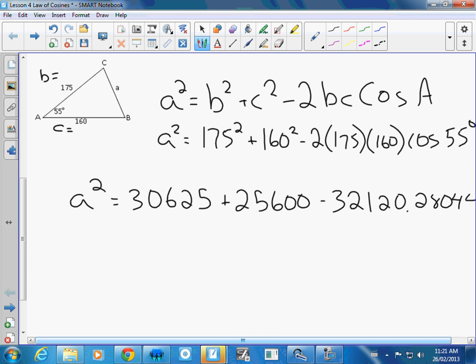And if you didn't get the 32120.28, make sure your calculator's in degrees, please. And make sure you actually press cosine and not sine. Very common mistake. Which one? Cos of 55. Type it in your calculator. Times 160 equals. Times 175 equals. Times 2. What'd you get?